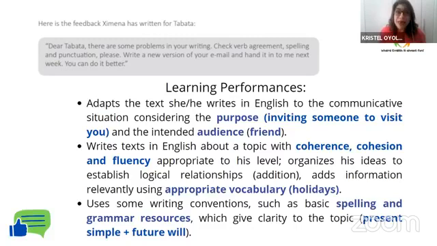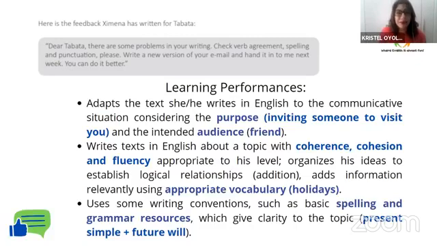So maybe the best first comment should have been that, right? Dear Tabata, you fulfill the purpose. You invite someone to a New Year's Eve party, yes? And you did use an informal letter because it's for your friend. That might be a very strong point that Tabata has, right?